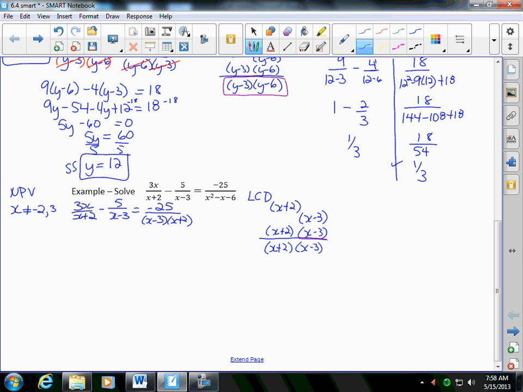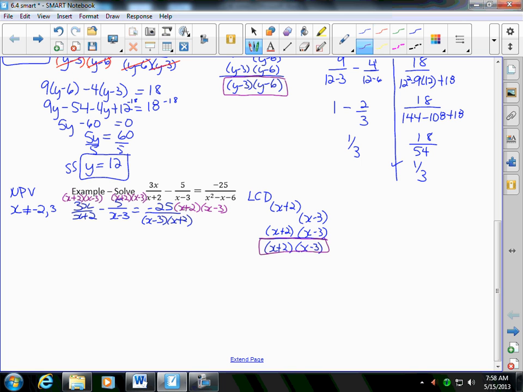So again, I take that lowest common denominator and multiply it to each of these terms. I'll just write it above here. 3x times x plus 2 times x minus 3. I'll multiply 5 times x plus 2 times x minus 3, and then my negative 25 times x plus 2 times x minus 3.